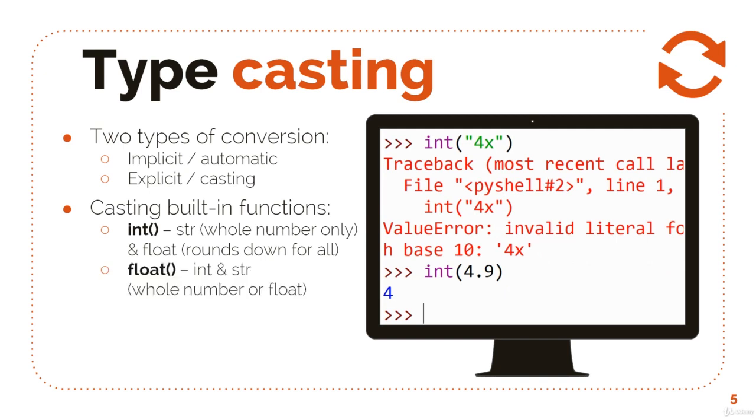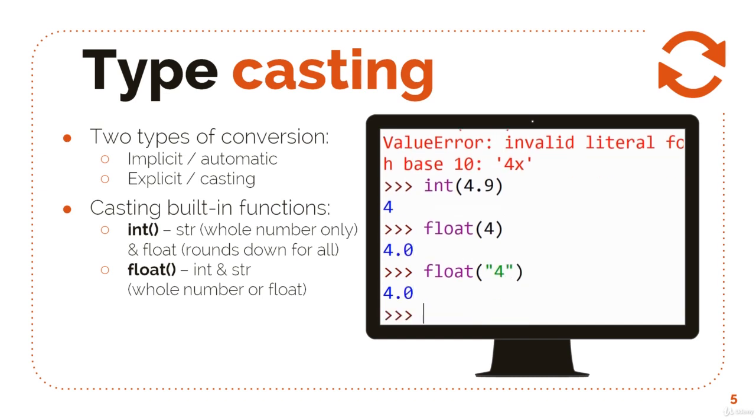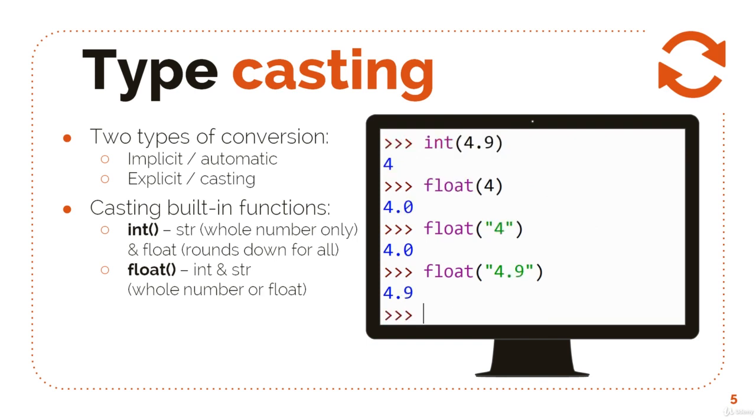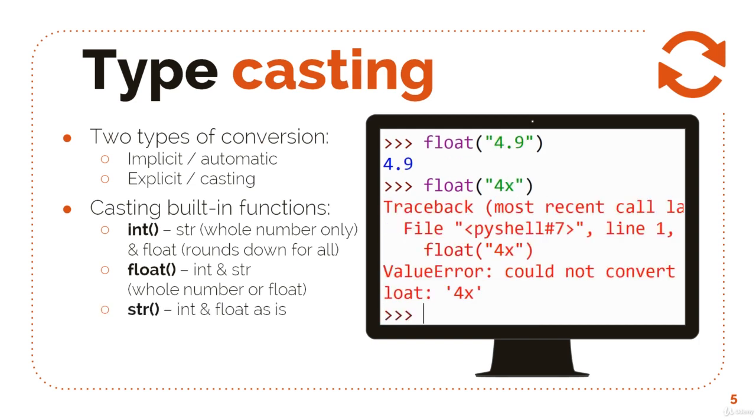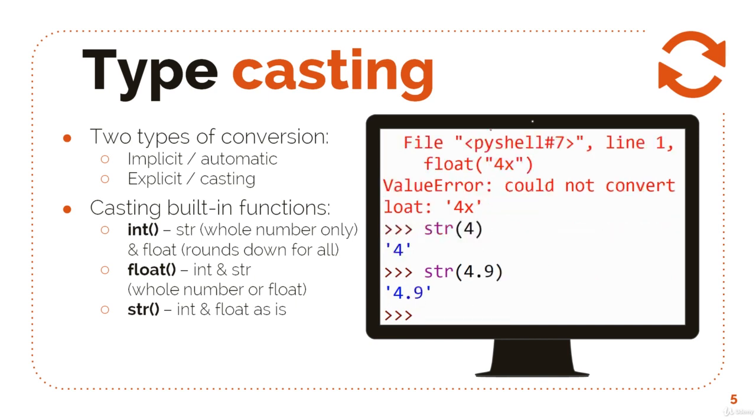The second function is float. This lets you convert integers to floats and string to float as long as the string is either a whole number or a float. The last casting function is string or str. This lets you convert any integer or float into a string. Finally, there's another useful function called type, and this allows you to check the data type of any given value.